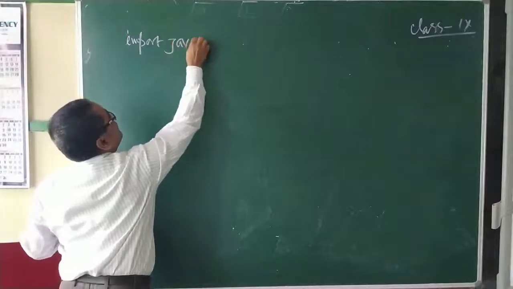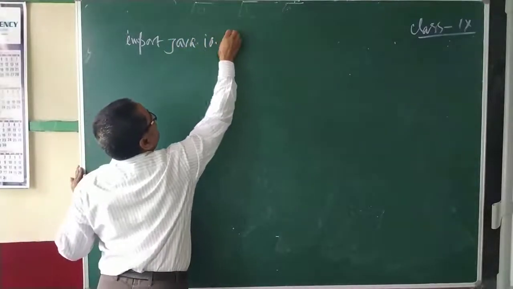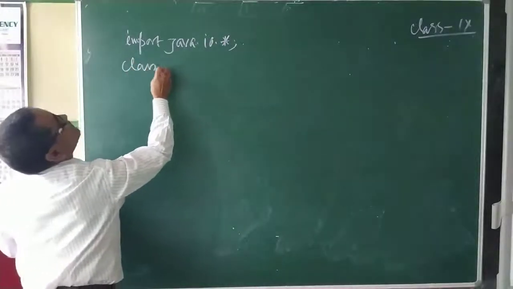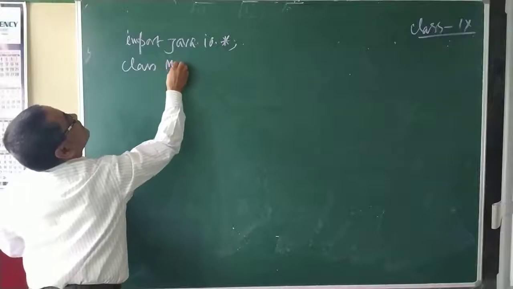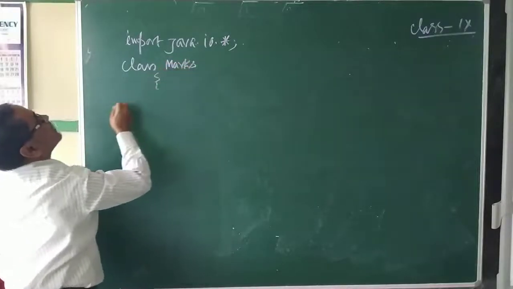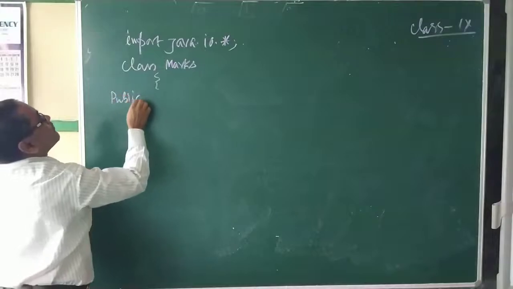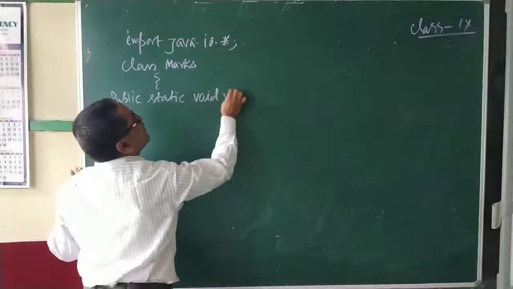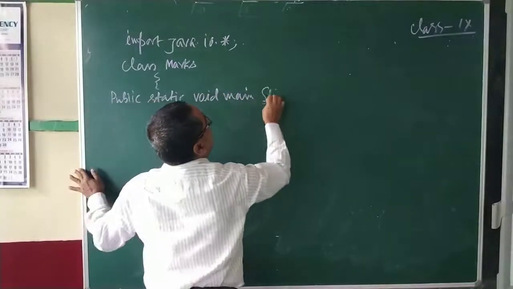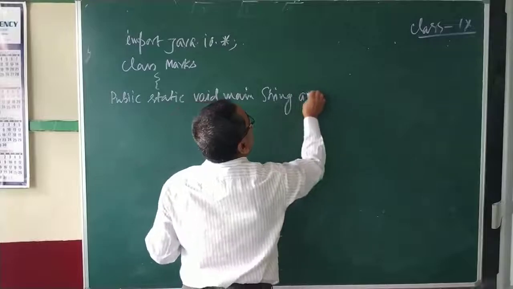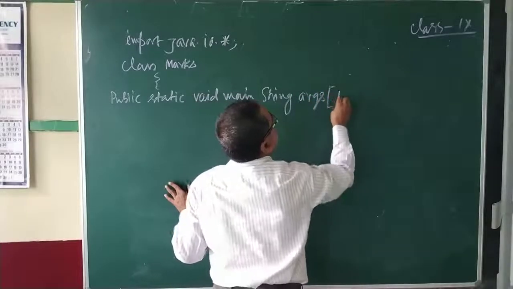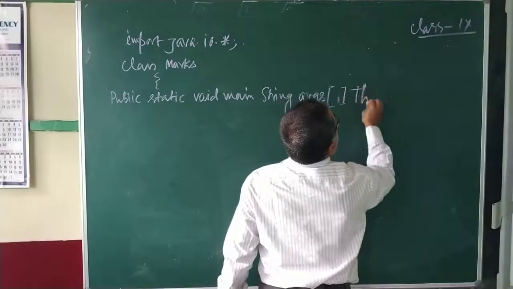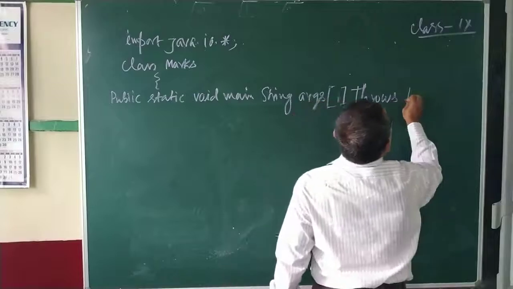java.io.*. Now class, you can write the class name as Marks. Now public static void main(String args) throws IOException.